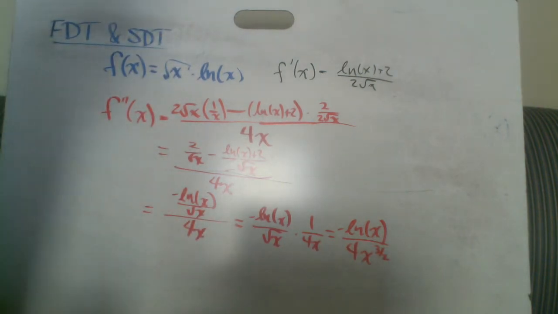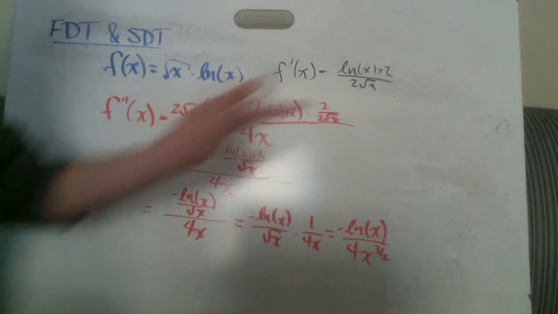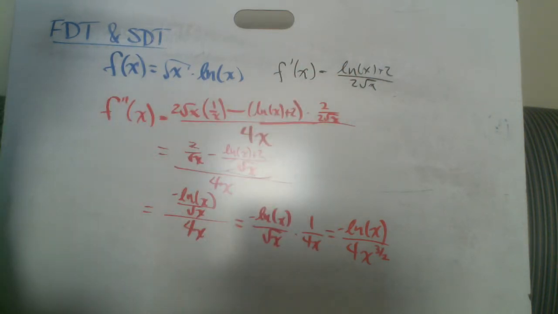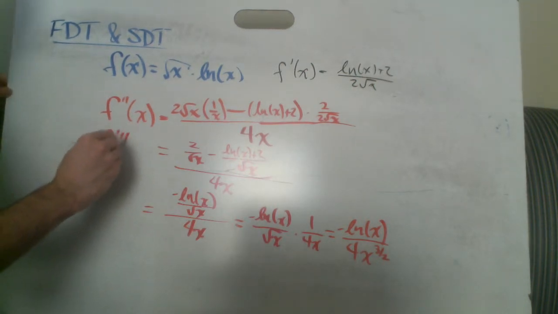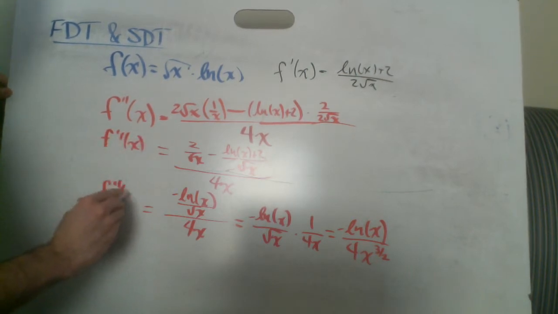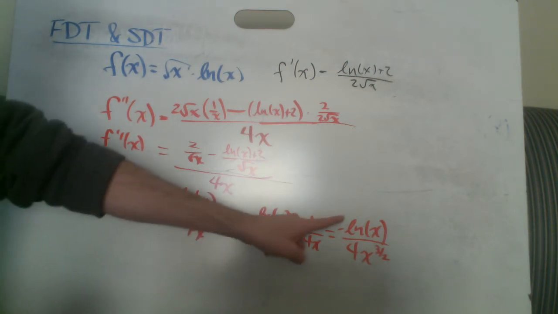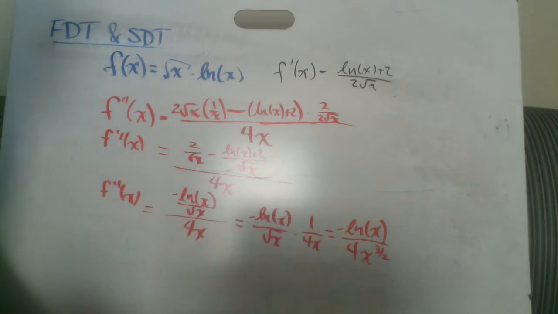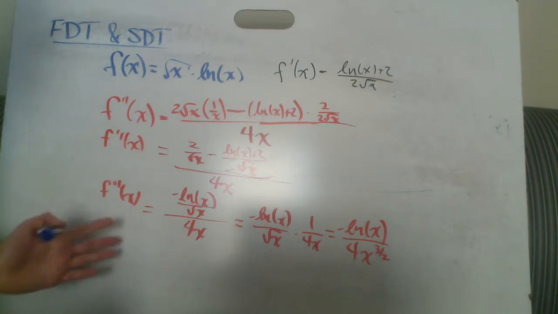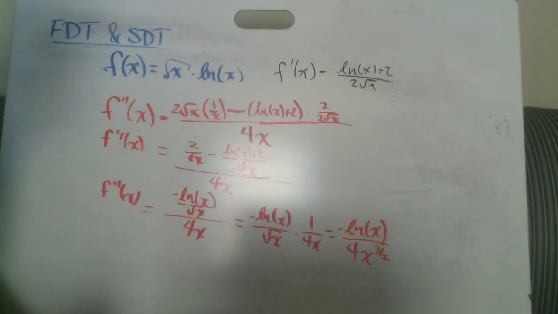That's my second derivative. Maybe a little bit prettier than that one, depending on how much you liked that one. So here's our second derivative, f double prime. And again, x has to be greater than 0, since natural log and 4x to the 3 halves are both continuous on that domain. F double prime is going to be continuous.